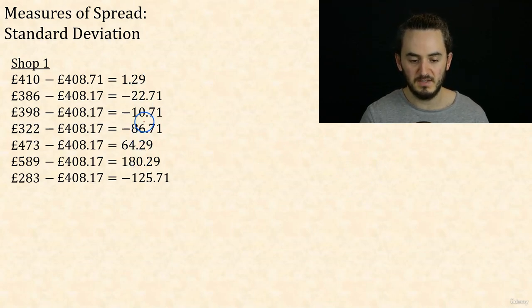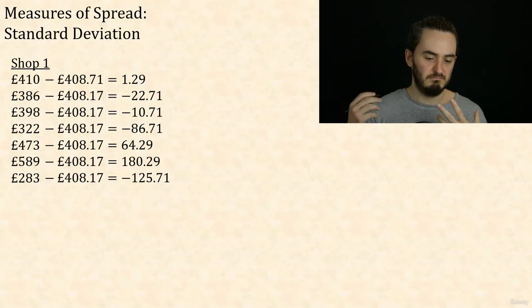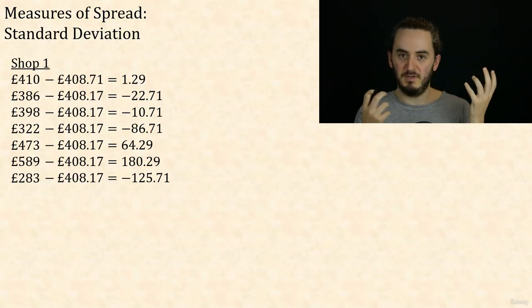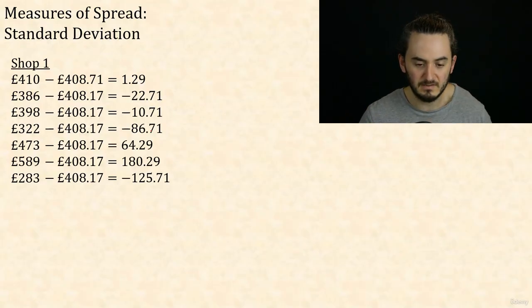That's a nice property of the mean: it is the point where the total difference above is equal to the total difference below. That's kind of what the meaning of it is. So I can't really find the average of these.